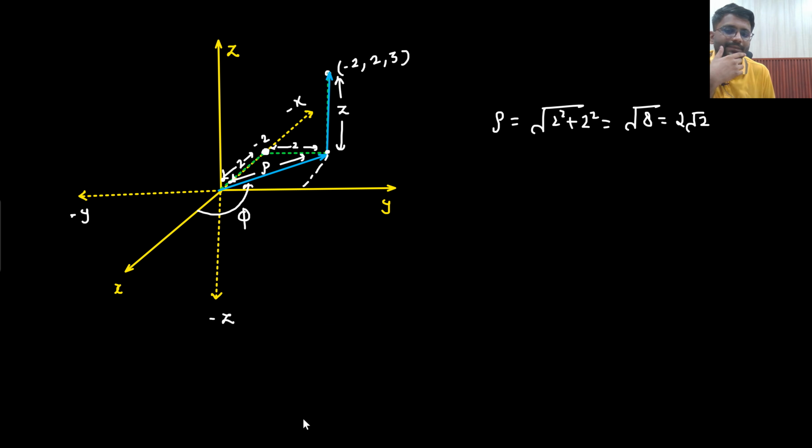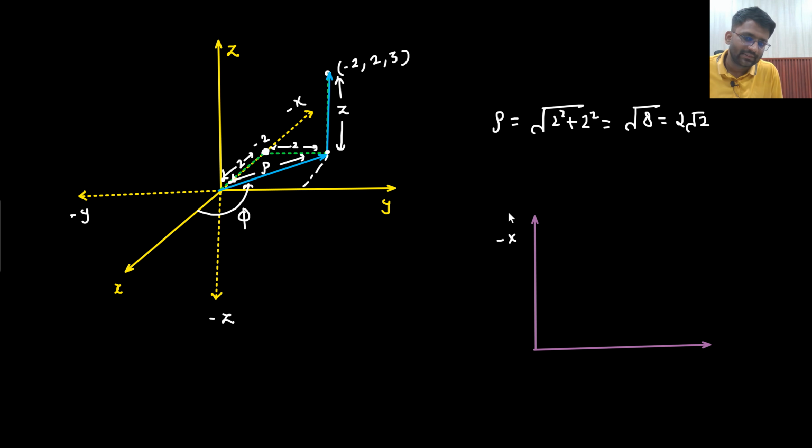How did I do it? Basically, let's make this plane, the minus x and y plane. In this plane I am moving for a distance rho. On the x axis I have moved minus 2 distance, and on the y axis I have moved plus 2 distance. So this distance is 2, and this distance is also 2.